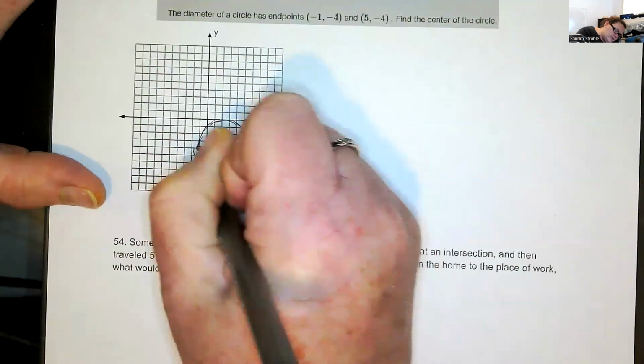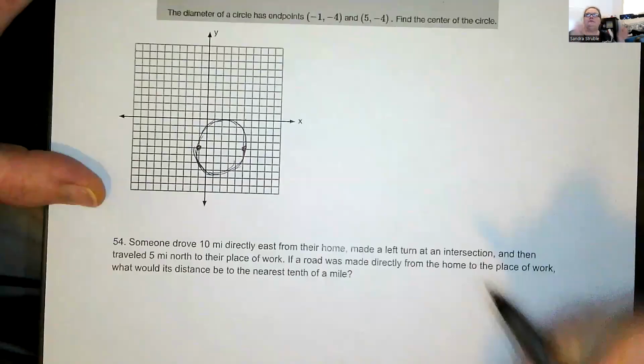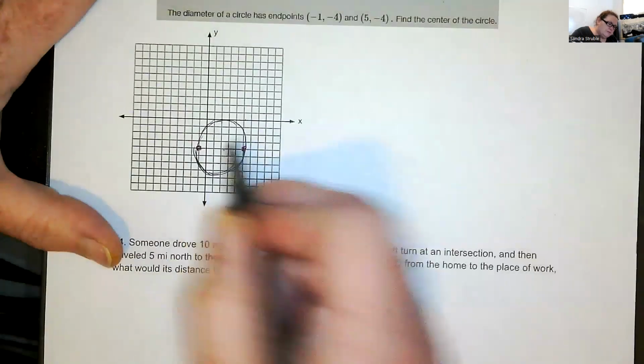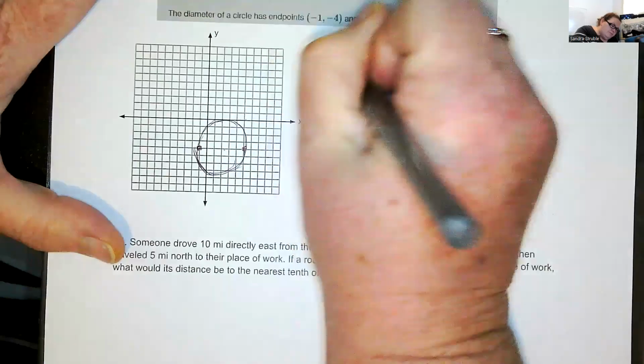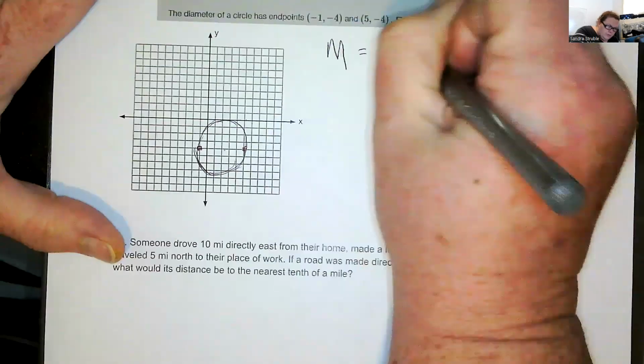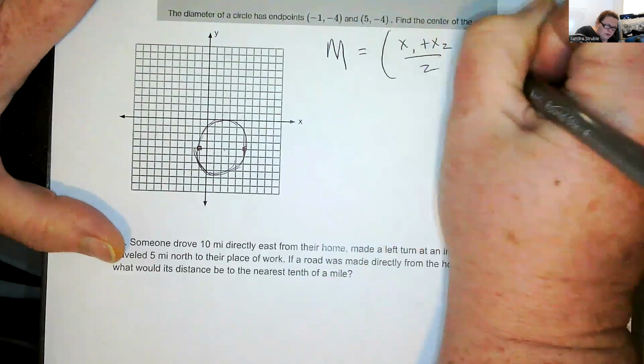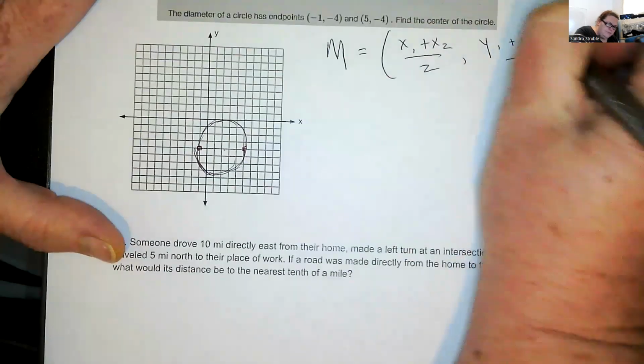This is why I was never an artist. All right, there's my circle. We're going to find the midpoint between these 2 points. The midpoint, x1 plus x2 divided by 2, and y1 plus y2 divided by 2.